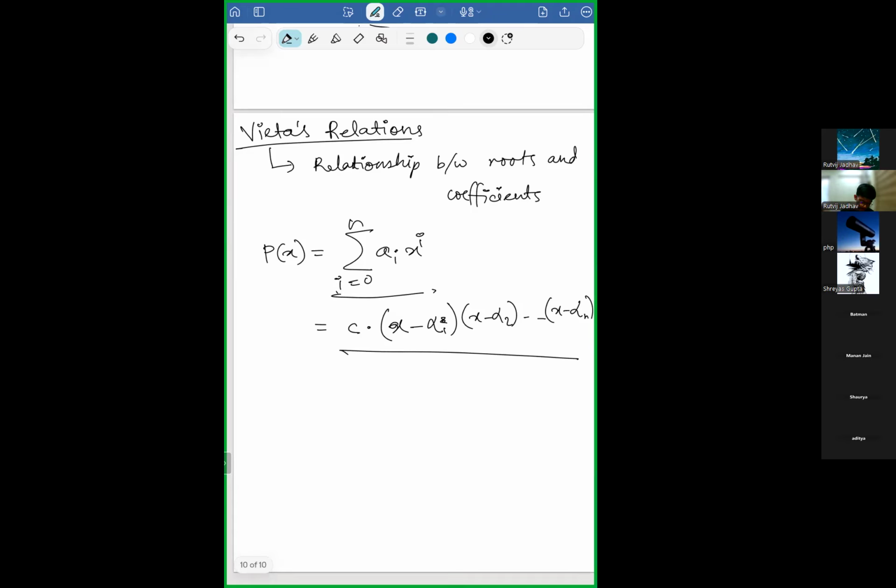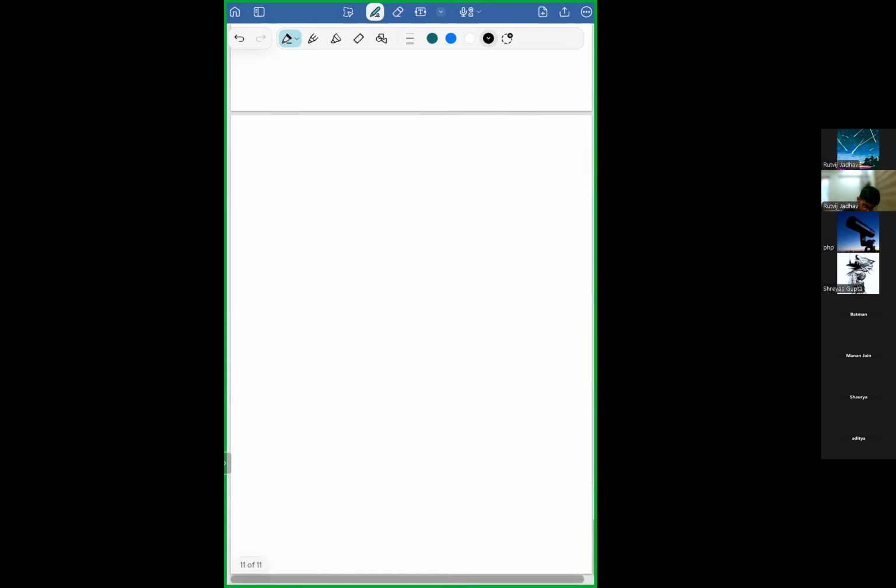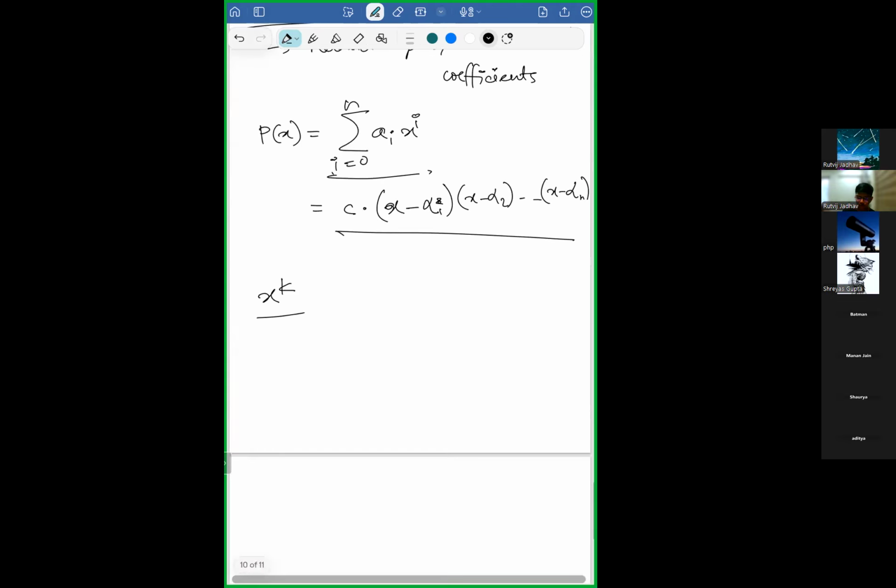Now, here we want to find the coefficient of some x raised to k. From the LHS, we have established that the coefficient of x raised to k is of course a k. But from the RHS, we want to find the coefficient of x raised to k. So how will we do that? Can someone tell? Just say what it is directly.